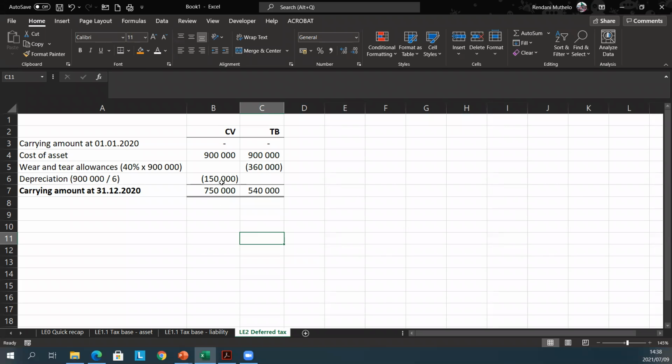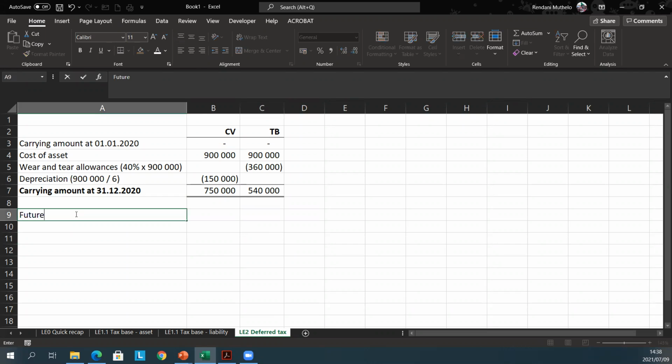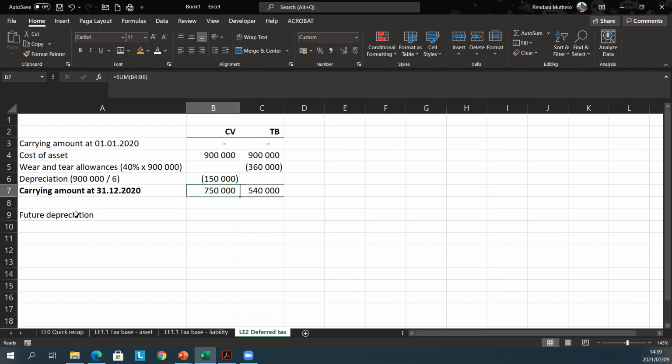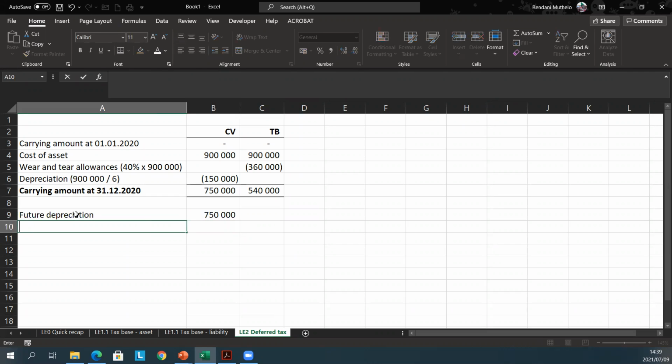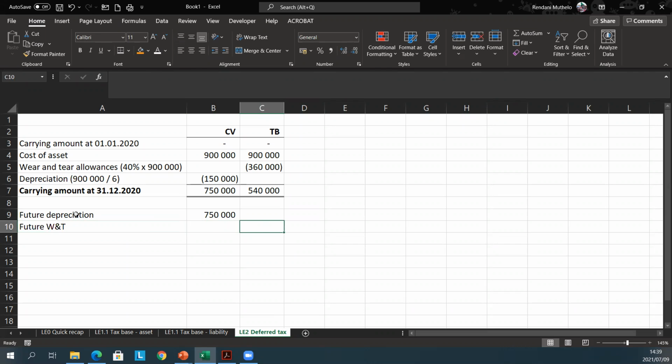All right? If I come at the end of the year and I ask you, what is the future depreciation expected on this asset over its useful life? Do you agree that future depreciation is equal to 750? And if I ask you what is the future wear and tear allowances, I will expect you to tell me that in future, the wear and tear allowances are 540. So this is critical because it's going to help you understand deferred tax.